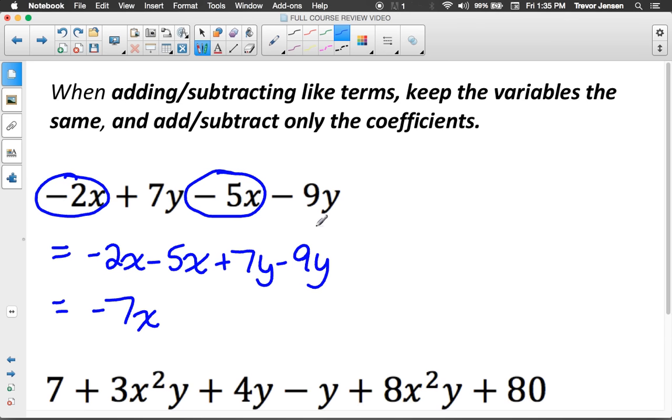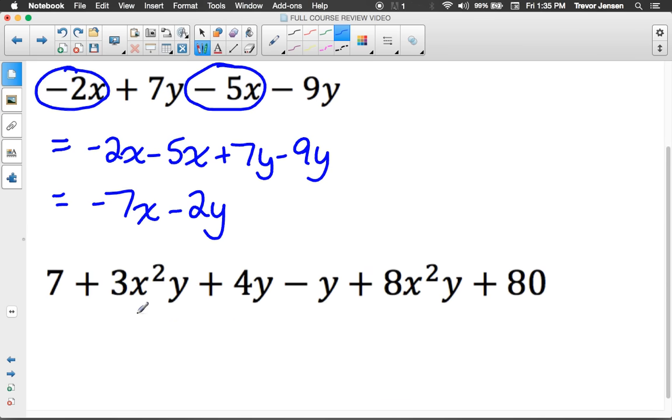Now, let's look at this group of like terms, the 7y minus 9y. 7 minus 9 is negative 2, so I write negative 2y. So that is fully complete. I can't collect these two terms together because they are not like terms, so that expression is fully simplified.